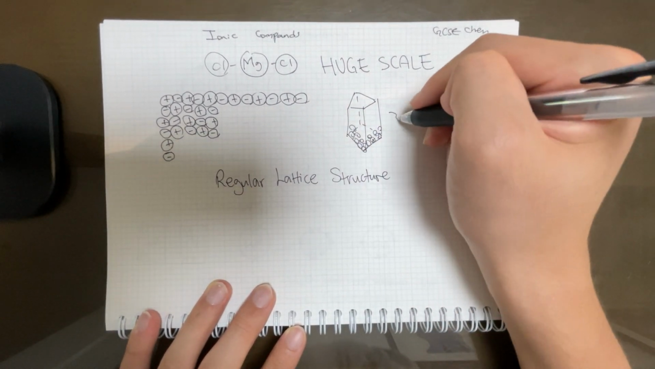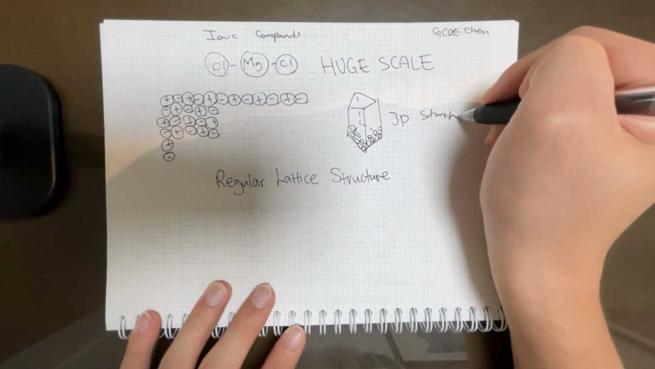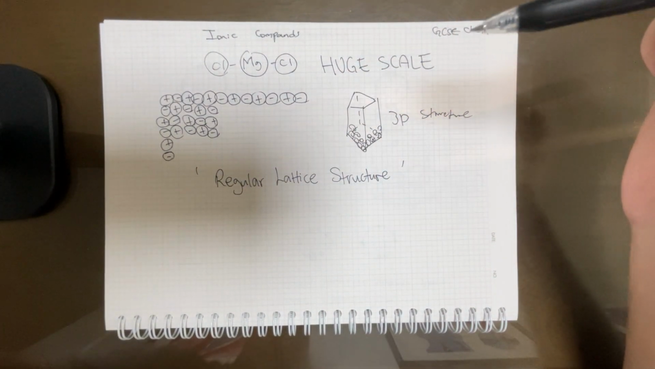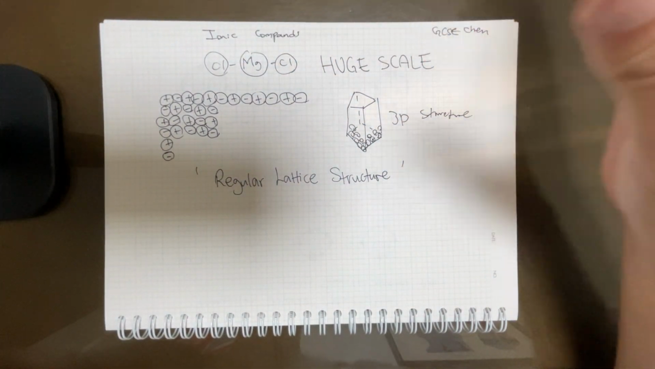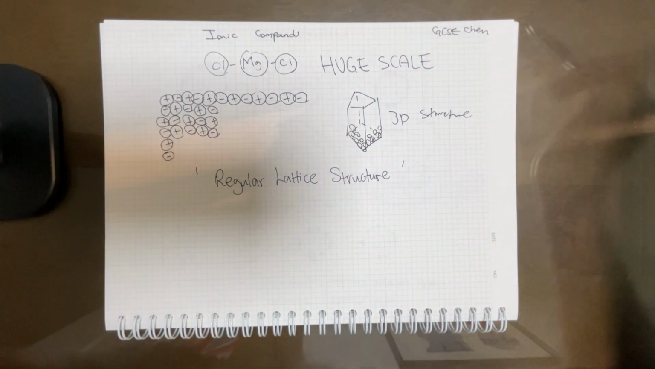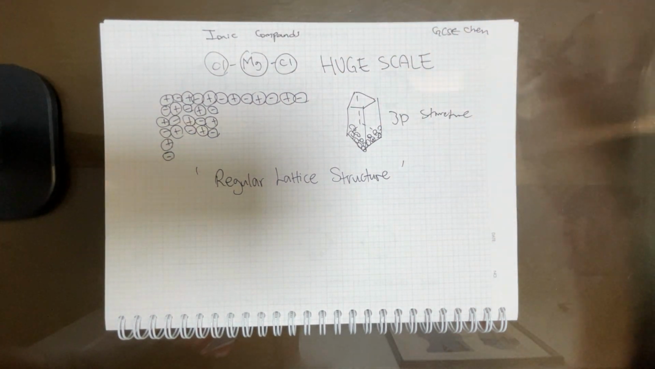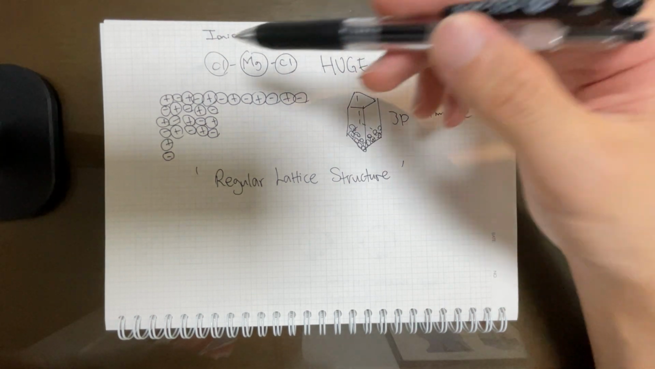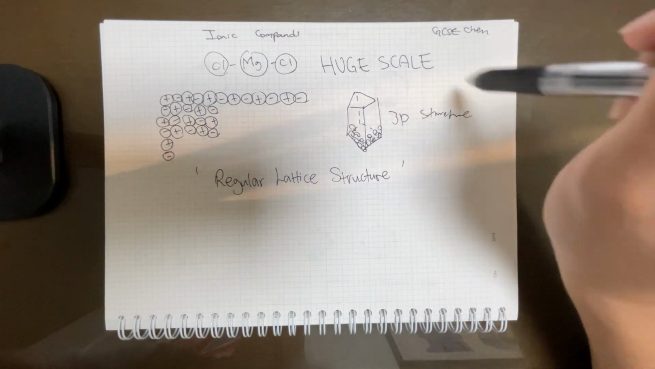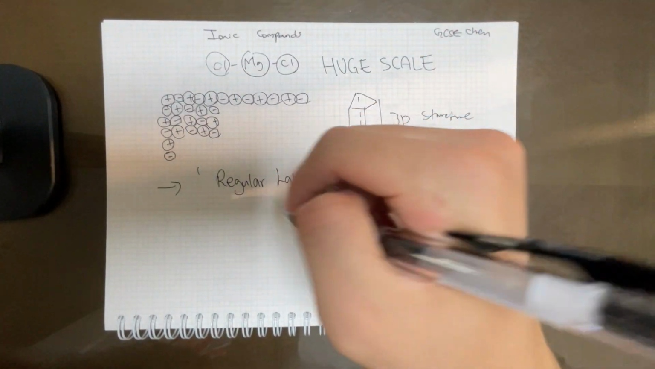This entire 3D structure is called a regular lattice structure. So ionic compounds, which are formed when ionic bonds occur, don't happen on a small scale like the example we looked at in the previous video. They happen on huge, huge scales, because they're attracted to all the negative and positive atoms around them. So they form huge 3D structures that are called regular lattice structures.